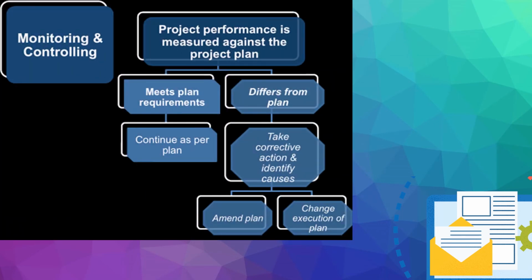The next phase is the monitoring and controlling phase. So this is when the project performance is measured against the project plan. You check whether it meets the plan requirements or does it differ from the plan. If it meets the plan requirements, okay, you continue as planned. If it's different from what you have planned, then you take corrective actions and identify the causes. Nga nag-amuni, ano ayhan ang rason why naglain or nag-deviate siya from the plan.